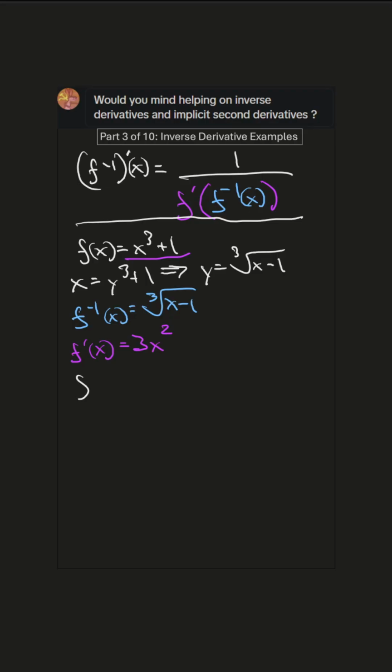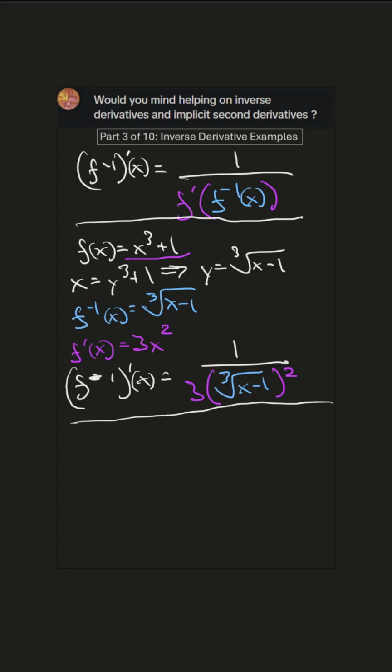So let's look at our formula. We'll just plug stuff in. f inverse prime of x equals 1 over, let's do the inside, that's the cube root of x minus 1, and then we do the outside, 3 times that, squared. Just plugging things in, matching them up.